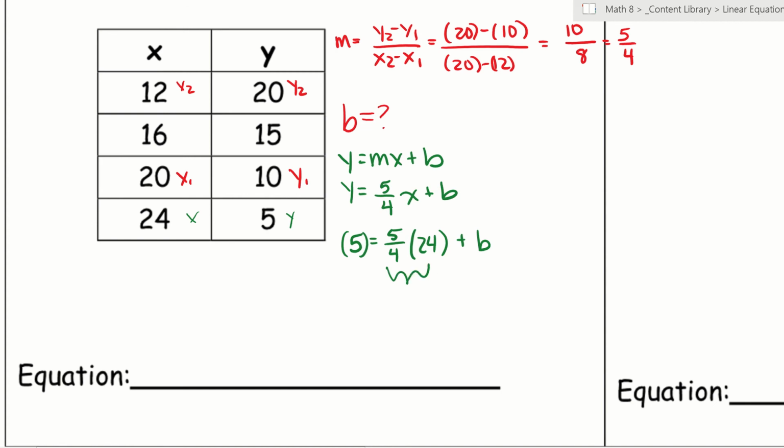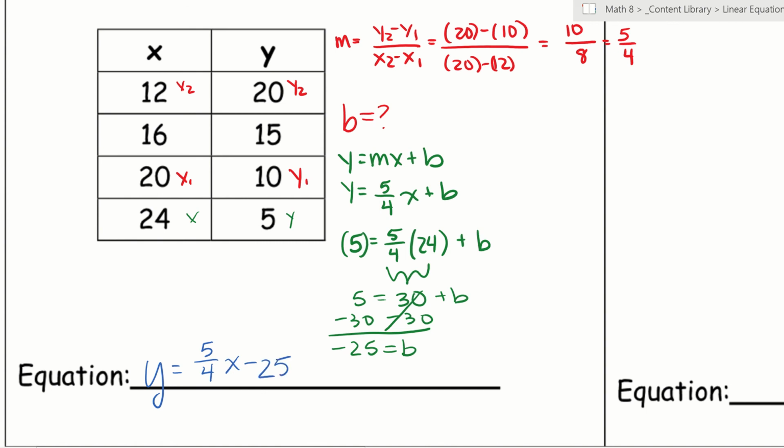Well, 5/4 times 24, 24 divided by 4 is 8 times 5 is 40. Sorry, not 4 is 8, it's 6 times 5 is 30. Equals 5 plus b. I'm going to subtract 30. I get -25 equals b. Finally, I substitute into my equation. Y equals 5/4 x minus 25. How do I know if I'm correct, though?